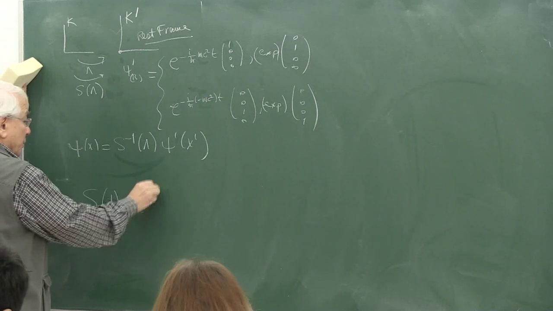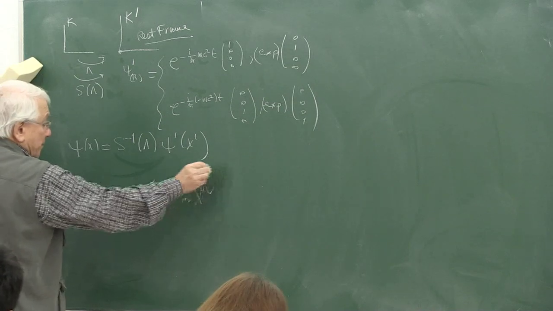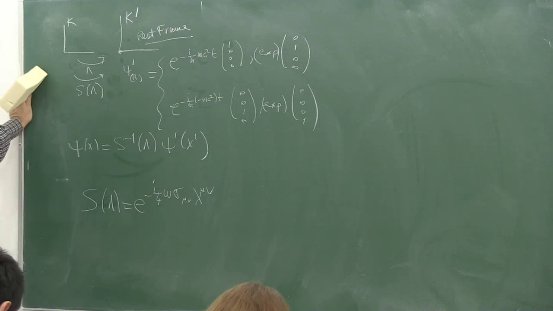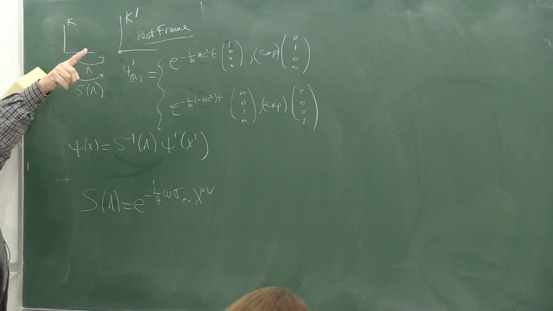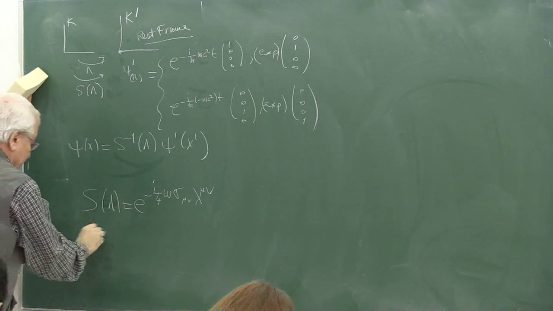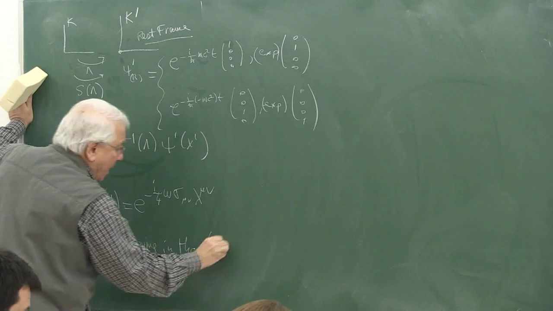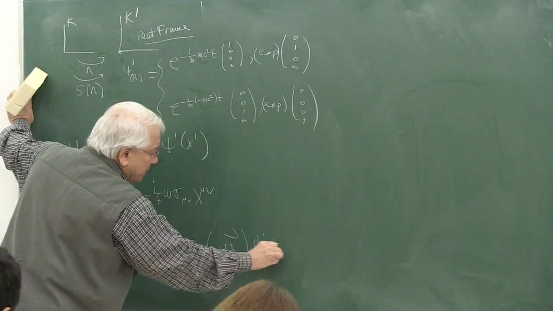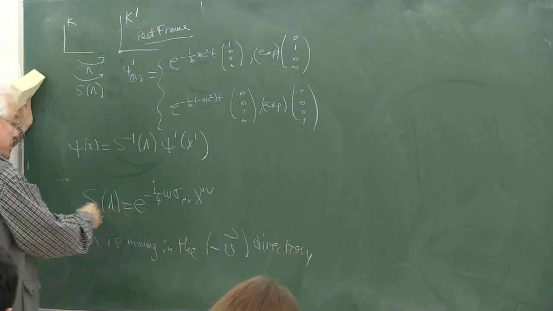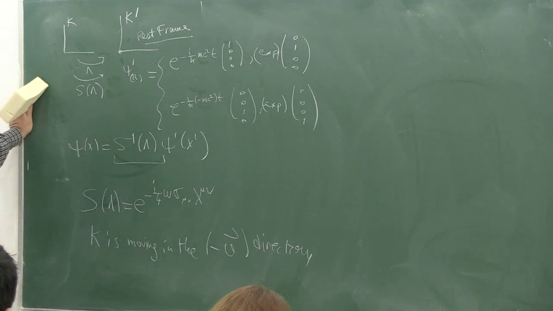What was the full S originally? Lambda, e to the minus i over 4 omega, general S. But what I have to do is look at the boost, because it is moving. However, the particle is at rest, so my frame is moving in the opposite direction. K is moving in the minus V direction, correct? So I have to write this transformation here, just a boost operator taking into account the fact that it is moving in the minus V direction.